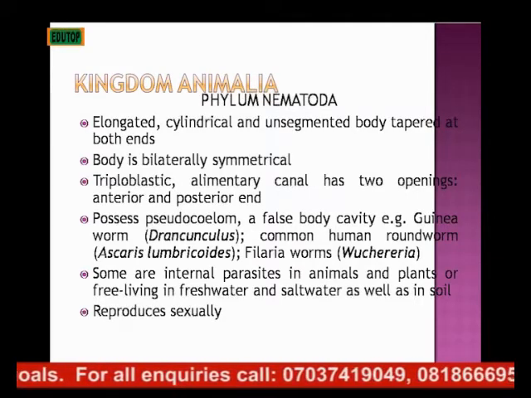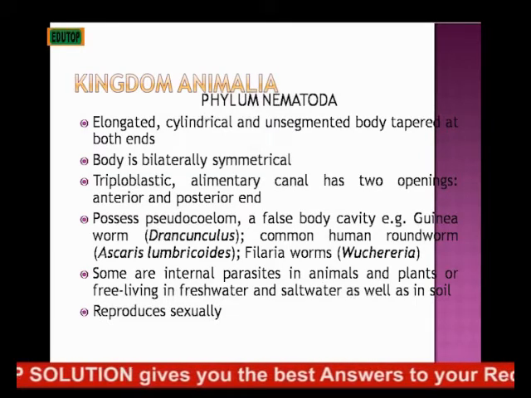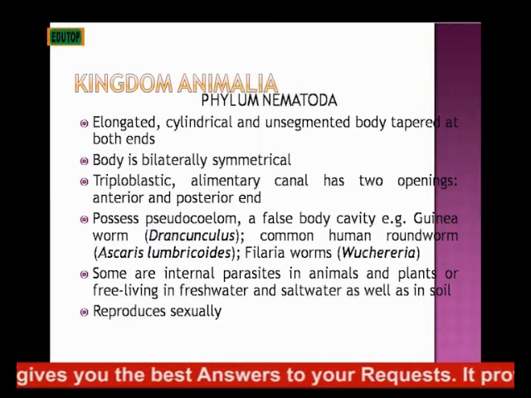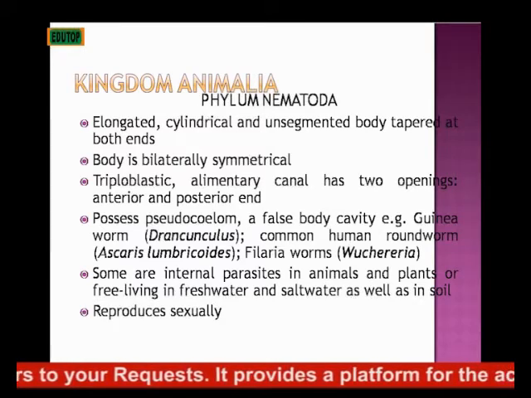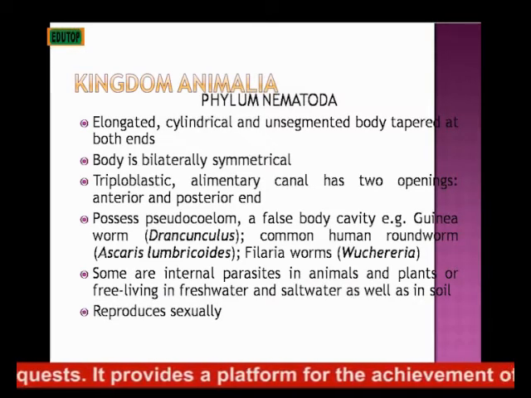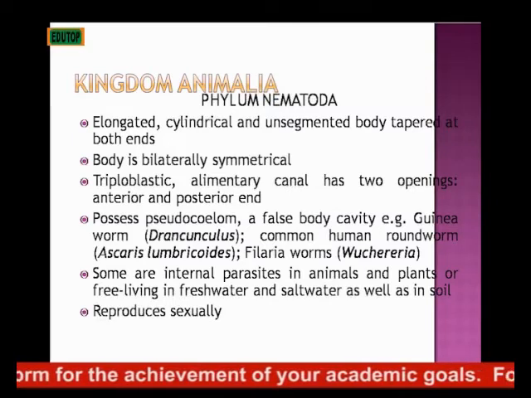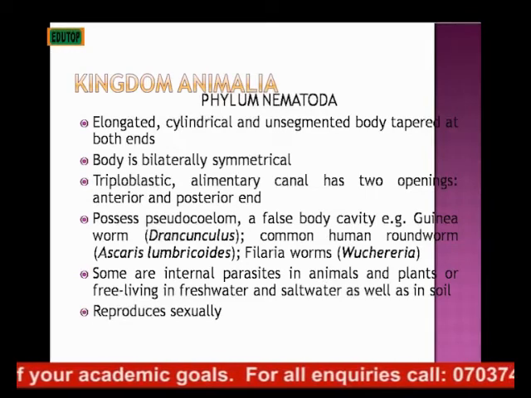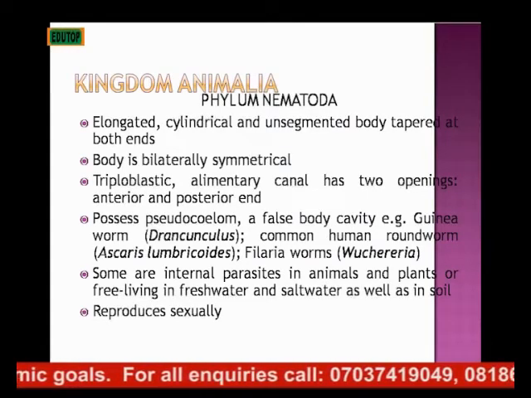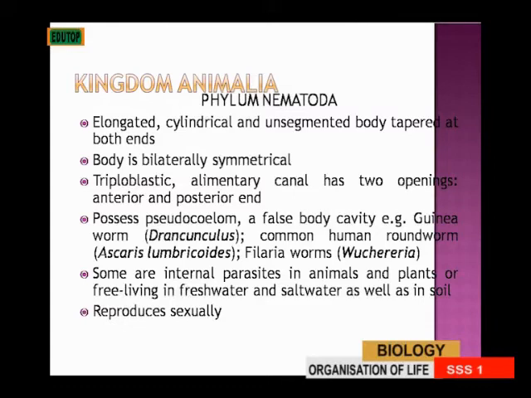Unlike the other phyla that we have talked about, they don't have a true body cavity. That is why we said they are acoelomates. But these ones have a pseudocoelom, that is a false body cavity. Examples are the guinea worm, Dracunculus, then the common human roundworm, Ascaris lumbricoides, then the filarial worms, that is Wuchereria. So they are harmful to the body. Some of them are internal parasites in animals and in plants. Some are free living in fresh water, some live in salt water and some in soil.